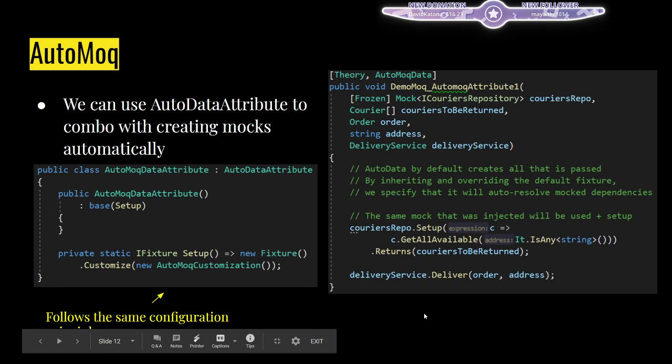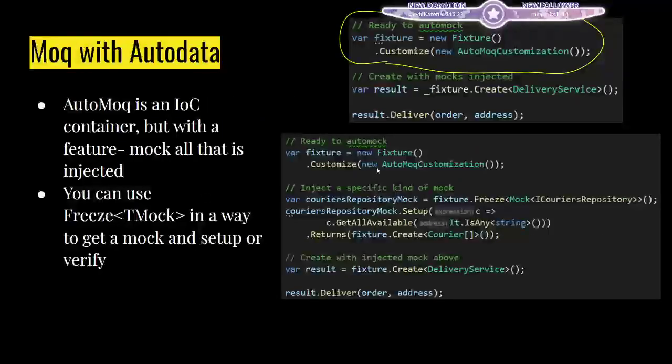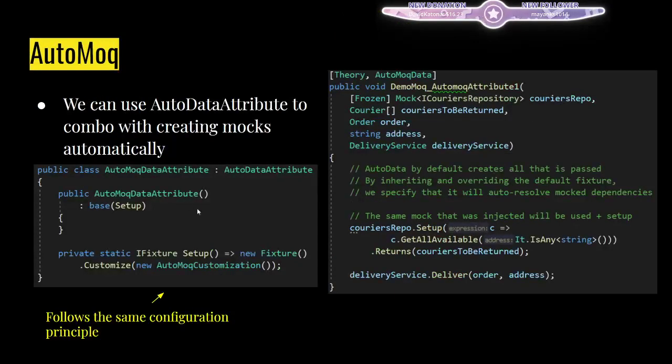And we can go even one more step further by having an attribute. If we step back, here we had a new fixture with a customized new AutoMoq customization. In fact, we can do the same thing in the attribute. We can inherit the AutoData attribute and set up our fixture in that attribute. This means that if, instead of saying AutoData, we say AutoMoqData, it's set up to resolve mocks by default.